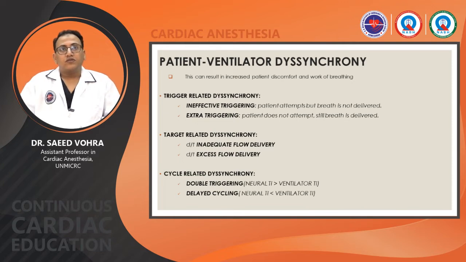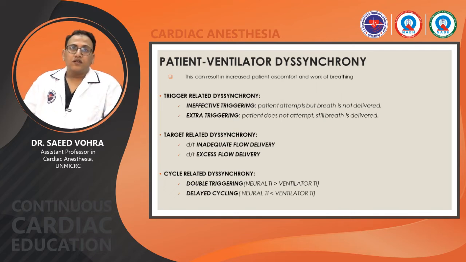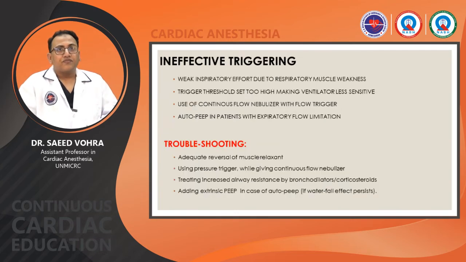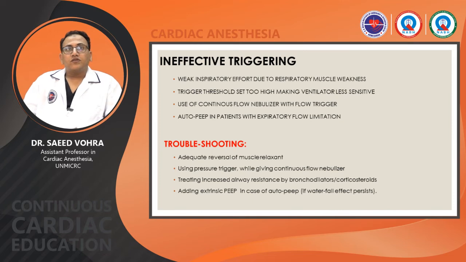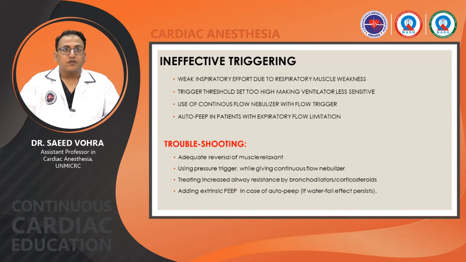Target related desynchrony is due to inadequate flow delivery or excess flow delivery, and cycle related desynchrony is of two types: double triggering and delayed cycling. Ineffective triggering occurs due to weak inspiratory effort of the patient, a triggering threshold set too high, making the ventilator less sensitive, use of a continuous flow nebulizer with flow trigger, or auto PEEP in patients with expiratory flow limitation, as in COPD and asthma patients.